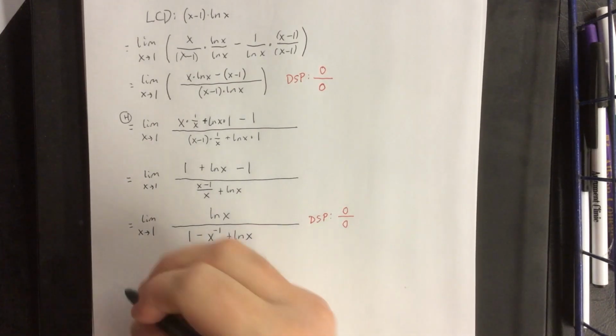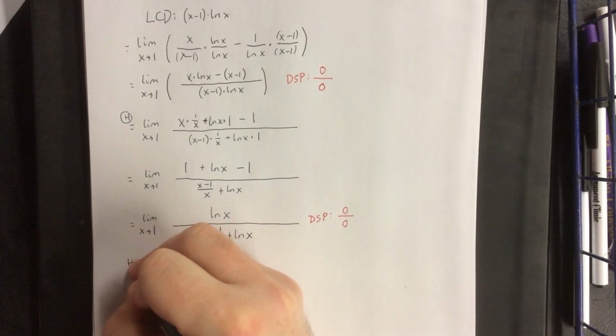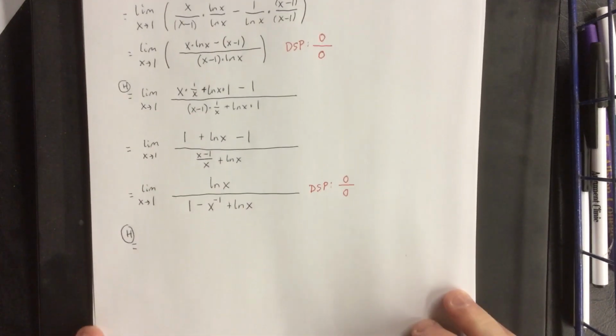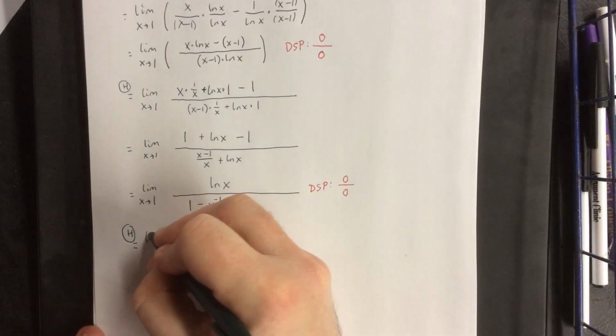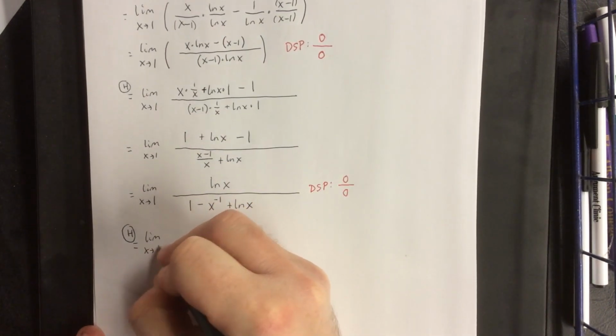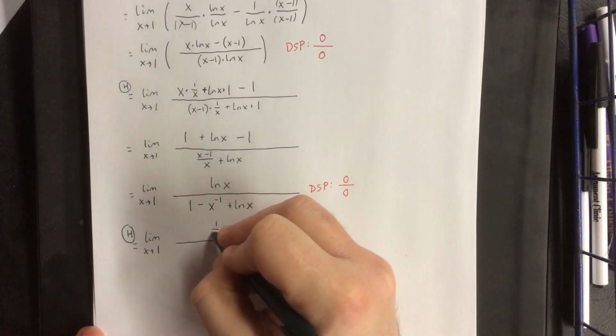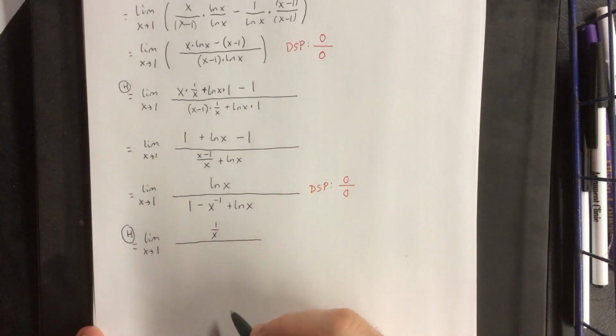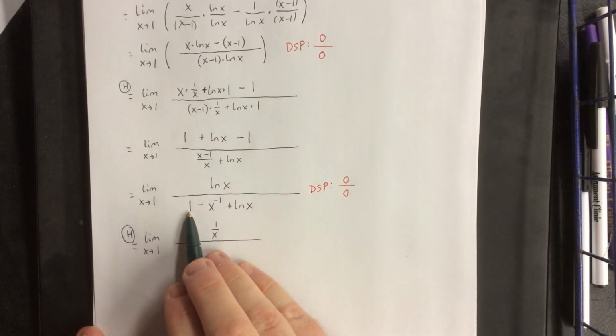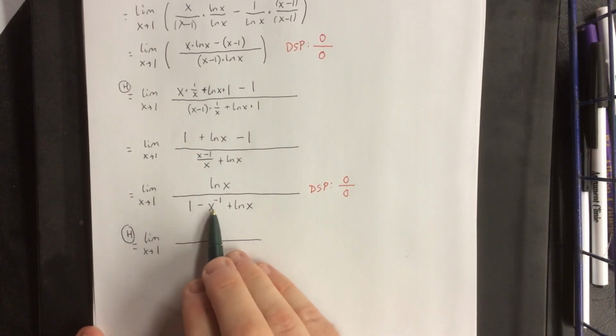So with those things in mind, 0 divided by 0, let's apply L'Hopital's rule one more time. Applying L'Hopital's rule once more, this will be the limit as x goes to 1 of. Numerator is now derivative of the natural log of x, which is 1 over x. Denominator, derivative of 1 is 0. Negative x to the negative 1, we can apply the power rule and call that positive x to the negative 2.